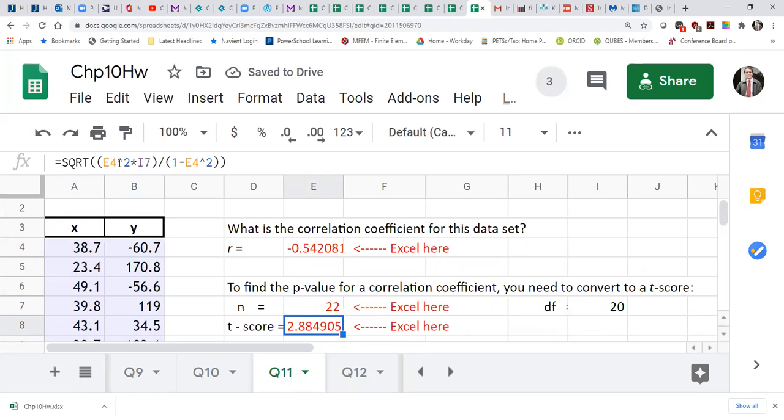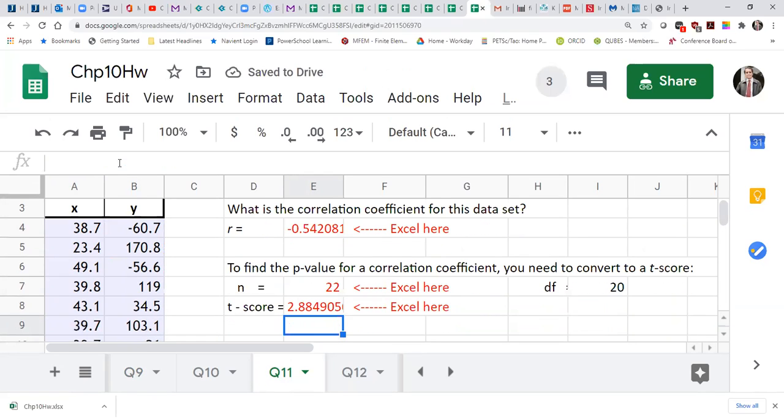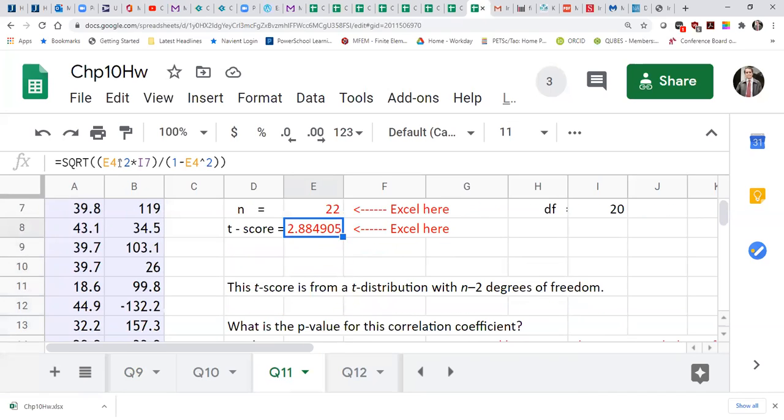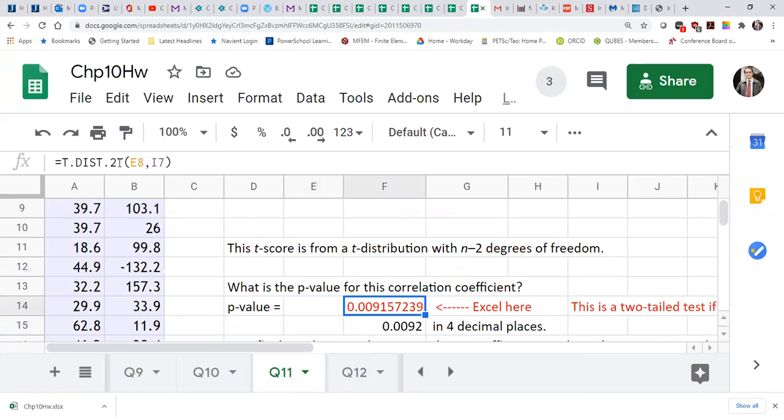And this automatically calculated to find the t-score. Okay. You can see if you have the data 22, the degree of freedom is 20. Okay, so that's the t-score automatically calculated. So this will be the p-value.